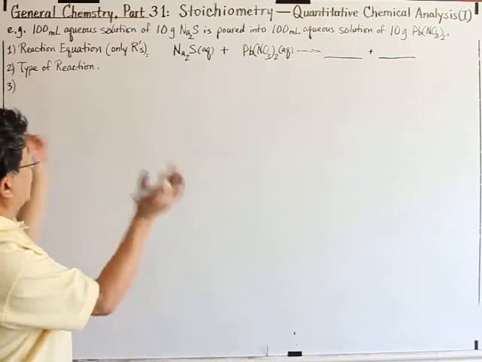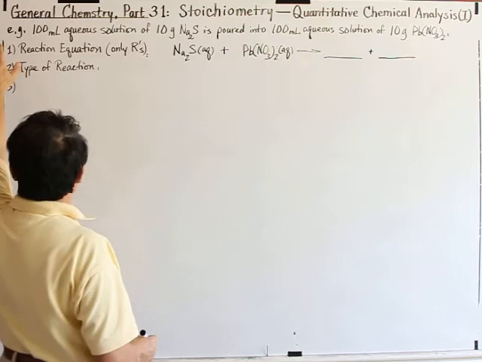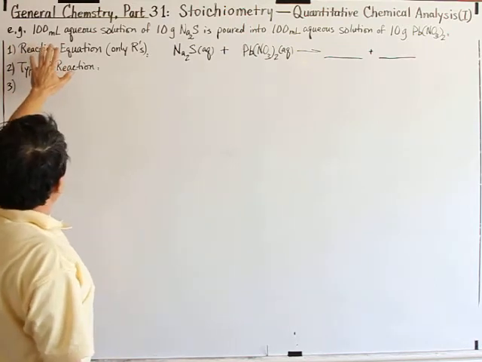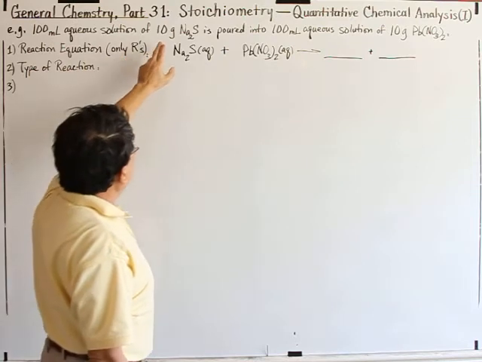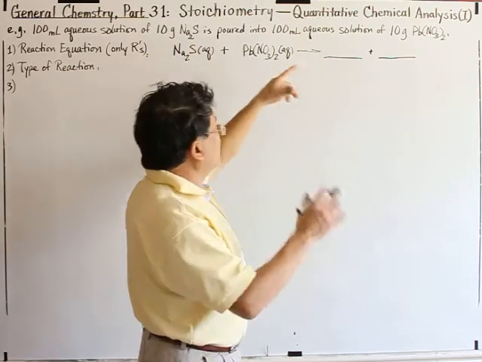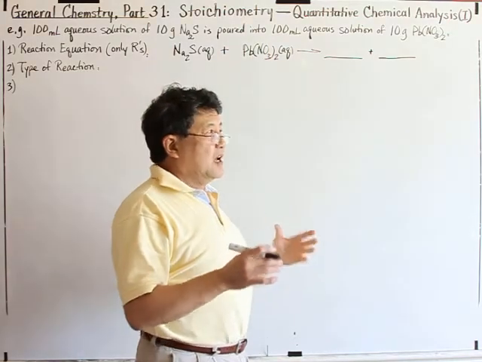So we are able to make solutions. Now, is it clear? And slow down enough, right? So what is the problem here? Simplified as: what happens when 100 milliliters of aqueous solution containing 10 grams of sodium sulfide is added to 100 milliliters of aqueous solution of 10 grams of lead nitrate.